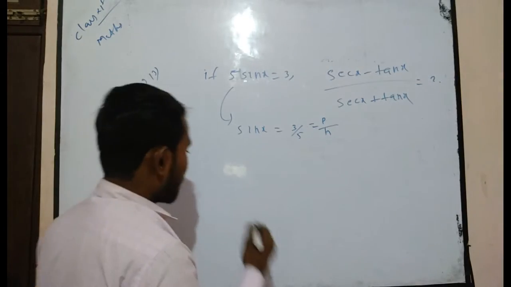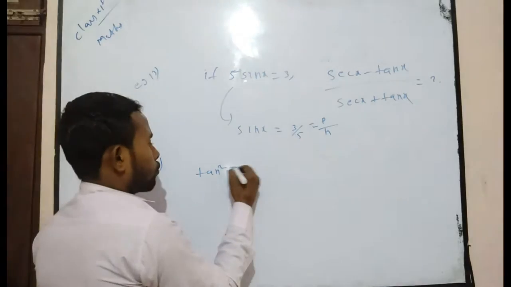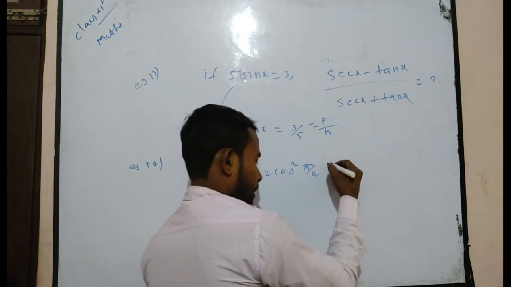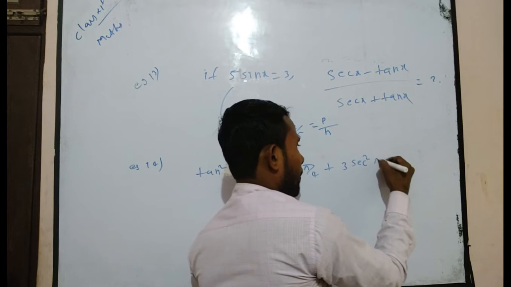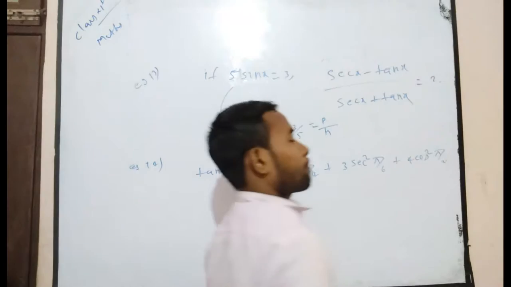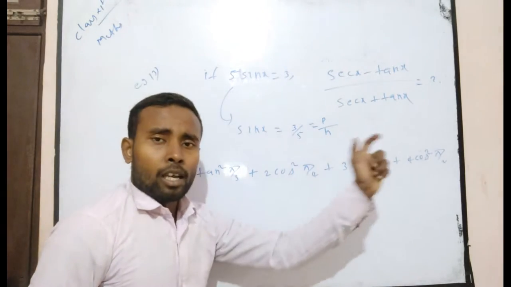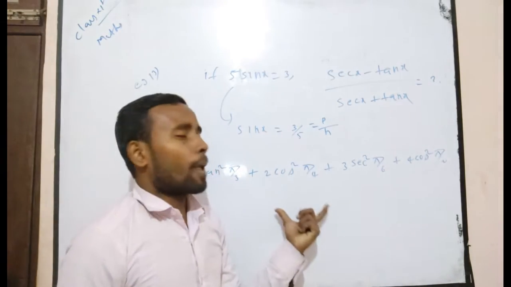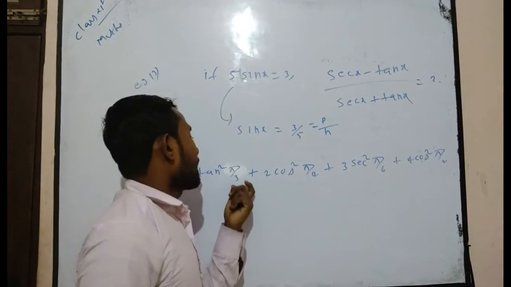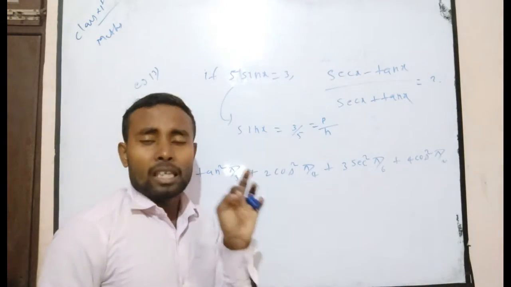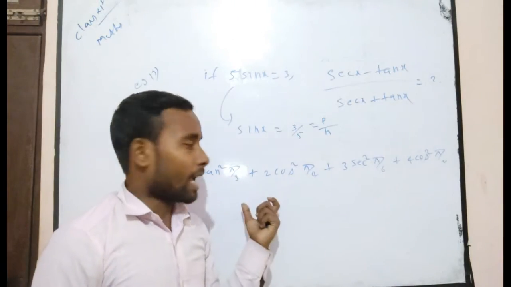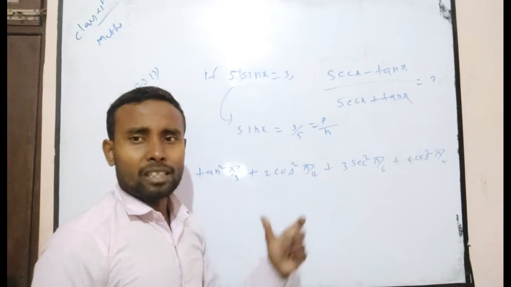In this problem given that tan square pi by 3 plus 2 cos square pi by 4 plus 3 sec square pi by 6 plus 4 cos square pi by 2. This is a very simple problem. You have already done all these types of problems in class 10th. There is a simple difference. In class 10th you used degrees, but in this problem each and every angle is given only in radians. I think this is very simple.